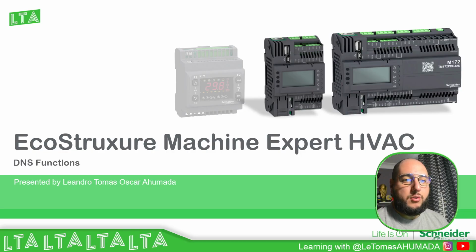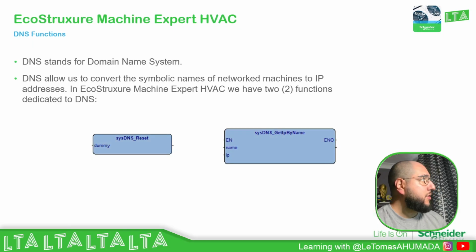Before trying the SMTP function that allows us to send emails, we need to check first the DNS function. So the first thing is, what is DNS? DNS stands for Domain Name System. It basically converts the host string domain name that you have into an IP address, and that IP address will then be used later to use some of the function blocks that we need on the controller. We have these two function blocks: SysDNS_Reset and SysDNS_GetIPByName.